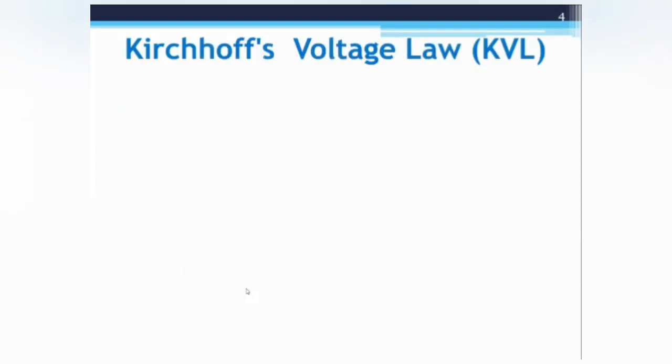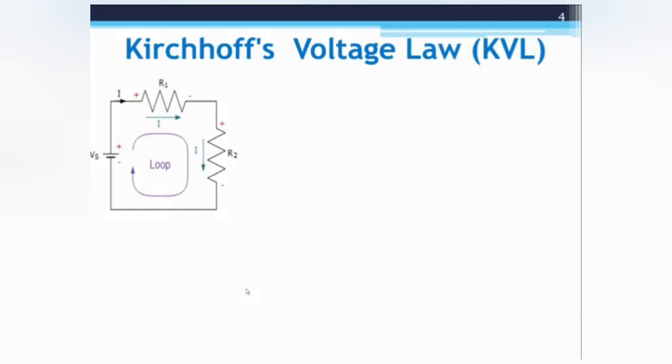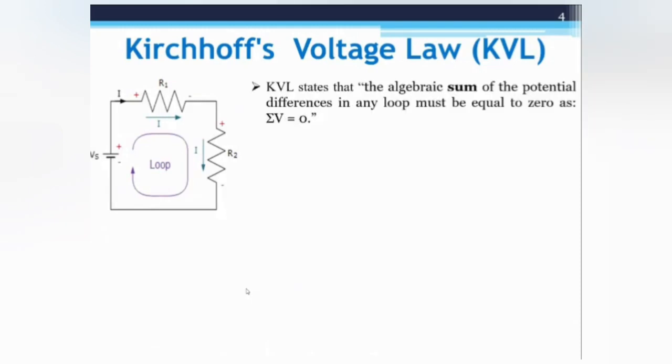Next is KVL, Kirchhoff voltage law. So the Kirchhoff voltage law states that the algebraic sum of the potential difference in any loop must be equal to 0, as sigma V equal to 0.